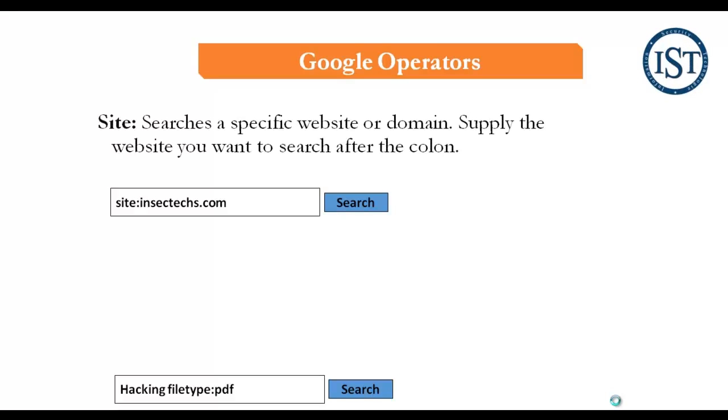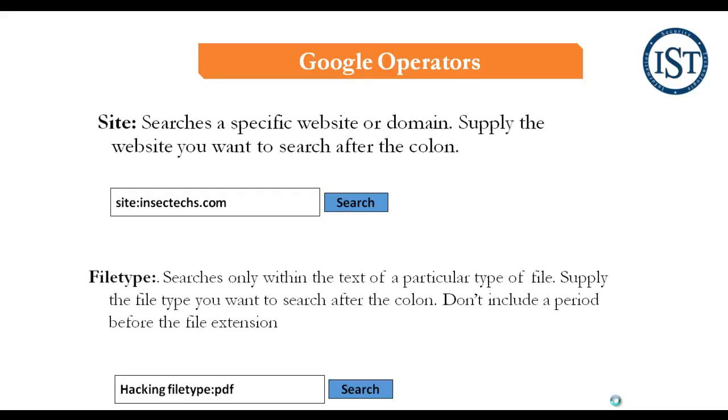The next operator is site. This operator site searches a specific website or domain. If you want to find something in a specific website, you can use this site operator. And file type is the operator which checks for specific file types or file extensions. If you want to search for PDF files or doc files or txt files, you can use this file type keyword.